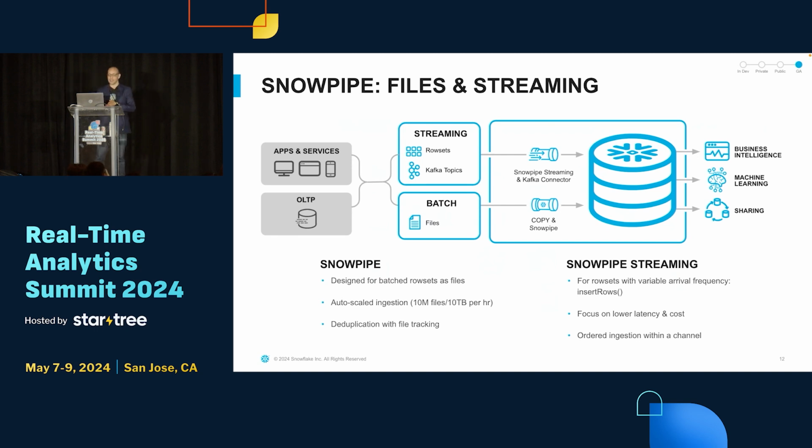Snowpipe, files and streaming. You send files, Snowpipe eats them; streaming, rowsets and Kafka topics. And those are the basic two connectors. So what we have here is that Snowpipe will do the deduplication of files. It will auto-scale the resources. If you want to ingest 10 terabytes per hour, no problem. And then Snowpipe streaming focuses on rows with lower latency and lower cost. And there are channels to get ordered ingestion.